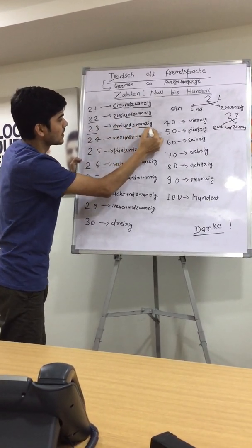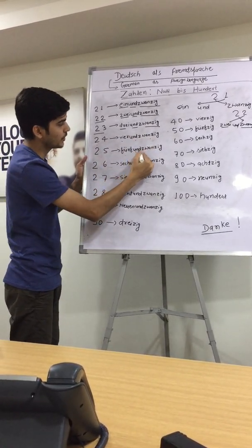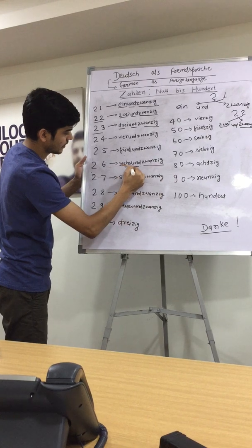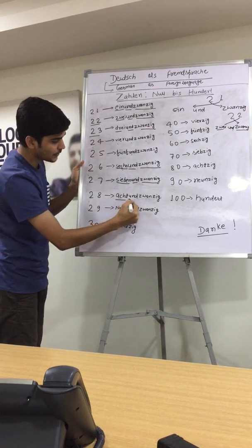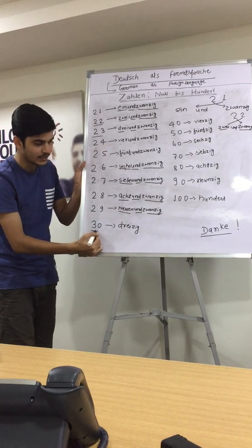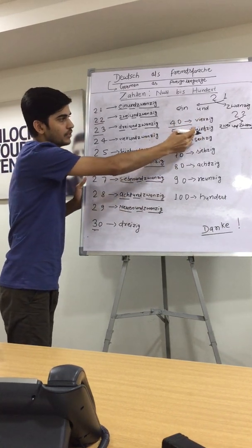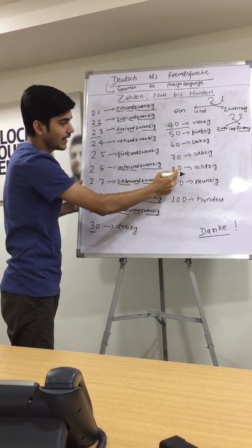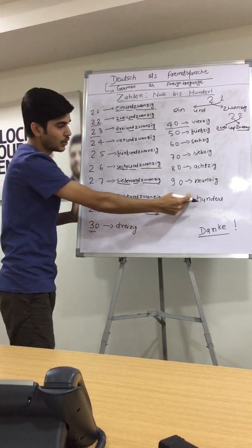23 3 und 20. 24 4 und 20. 25 5 und 20. 26 6 und 20. 27 7 und 20. 28 8 und 20. 29 9 und 20. And the 30 is 30. So, and 40 40, 50 50, 60 60, 70 70, 80 80, 90 90, and 100 is 100.